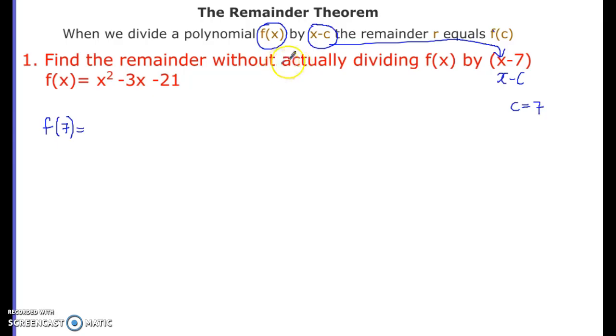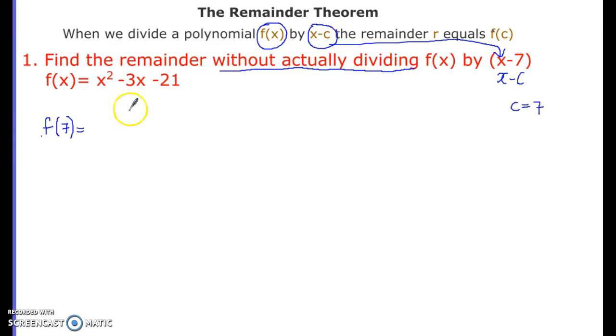Find the remainder without actually dividing. This right here, without actually dividing, is what's going to happen with the remainder theorem. We don't always have to divide the polynomial in order to find the remainder. We can do it without actually dividing by evaluating f of 7, by evaluating the function at 7.